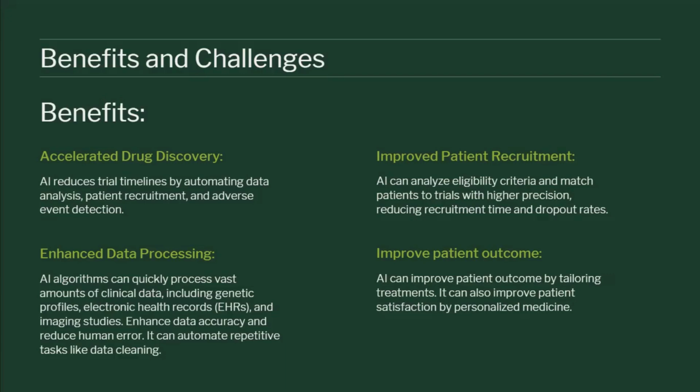Now, coming to the improved patient outcomes, AI can improve patient outcome by tailoring treatments. It can also improve patient satisfaction by personalized medicines. So what happens, for every patient, there's a different metabolism. The body conditions are different. So every patient requires a different type of doses, different frequency of medicines, which when AI is doing all these things is almost perfect, and it can be more effective. And also AI can personalize medicines as per the patient, so obviously satisfaction level is always high when we use the AI for the drug trial.